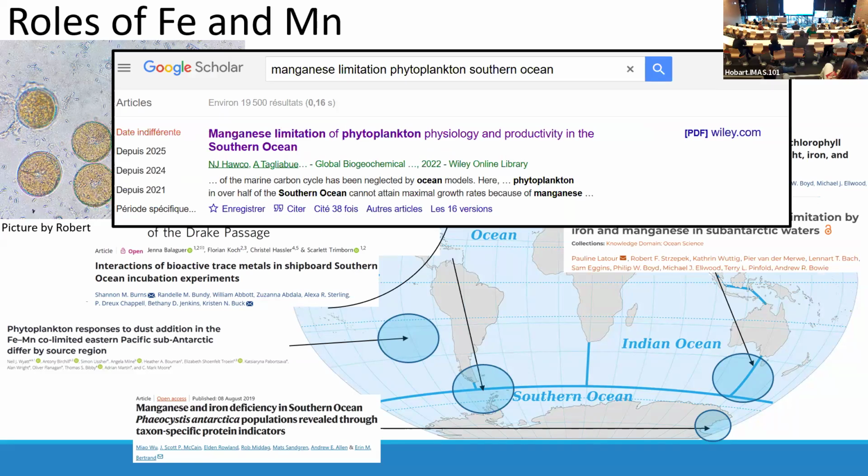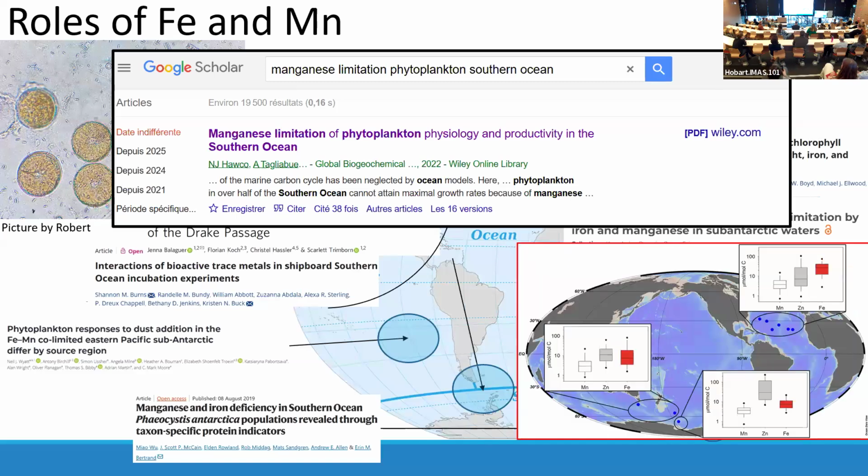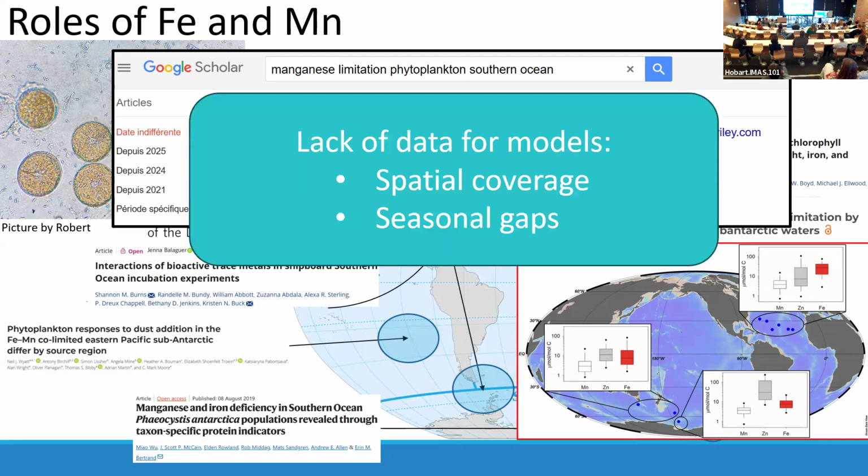In fact, if you type manganese limitation of phytoplankton Southern Ocean in Google Scholar, the first study that pops out is a modeling study that, although being very nice and really interesting, looks at how manganese limitation could become more important in the future. It's a study that used three data points in the Southern Ocean to do this whole study and modeling, which I think really stresses the fact that there's a big lack of data for spatial coverage and seasonal gap that the modelers need to be able to make better predictions.